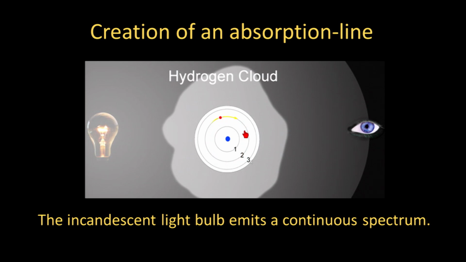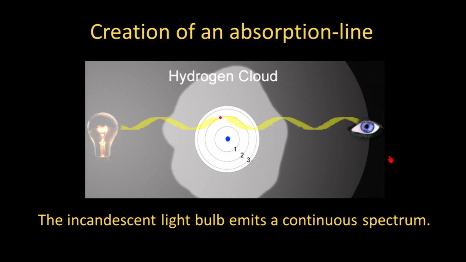So this electron is orbiting the nucleus in level number 2, and the light from the incandescent light bulb is going to pass through the cloud of gas to your eye. If you remember from Kirchhoff's law, an absorption line spectrum is produced when you have a cool, transparent gas in front of a source of continuous light. So we've met all of the conditions for Kirchhoff's law.